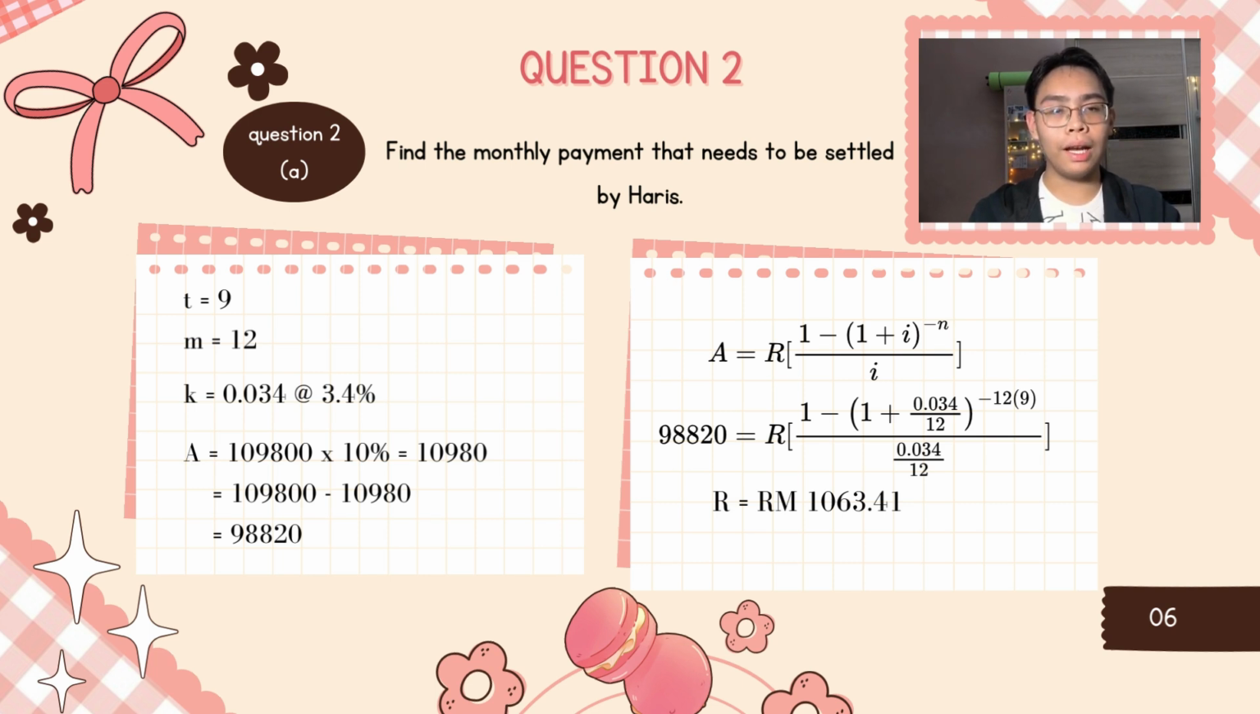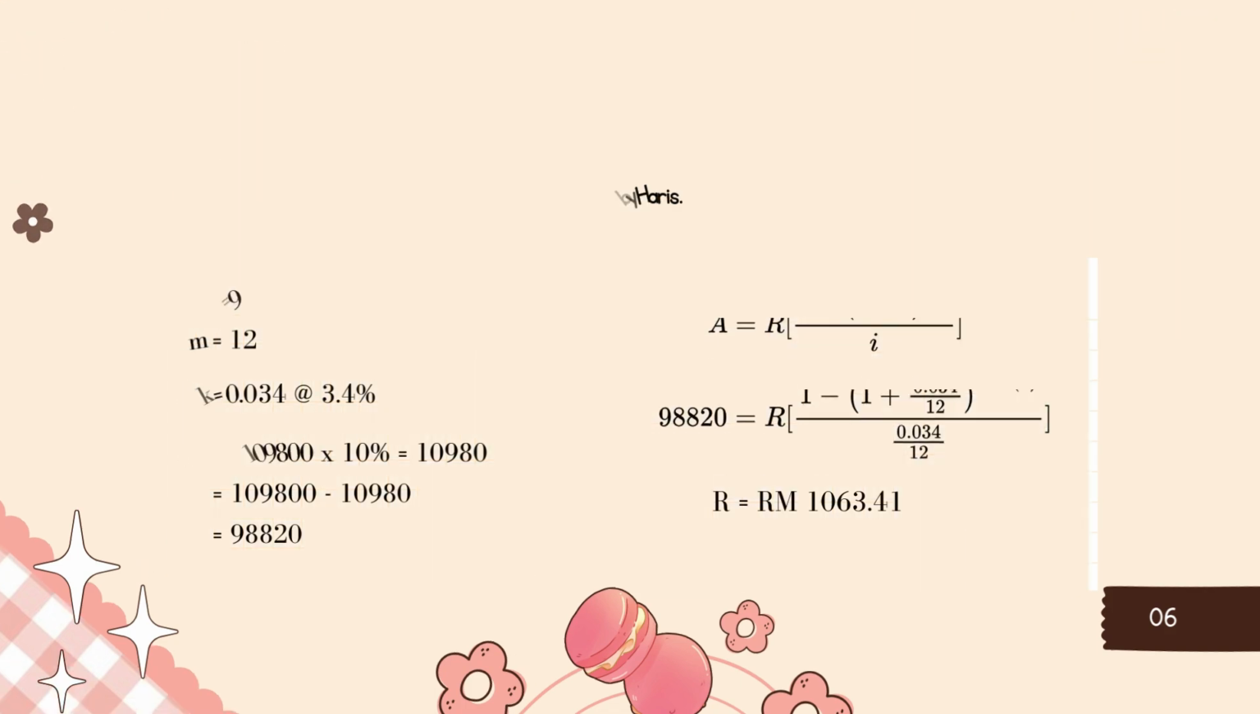Furthermore, we can substitute the information given into the formula of A equals R in brackets 1 minus, in brackets 1 plus i to the power of negative n, over i. 98,820 equals R in brackets 1 minus, in brackets 1 plus 0.034 over 12 to the power of negative 12 multiplied by 9, over 0.034 over 12. R is equal to RM 1,063.41.